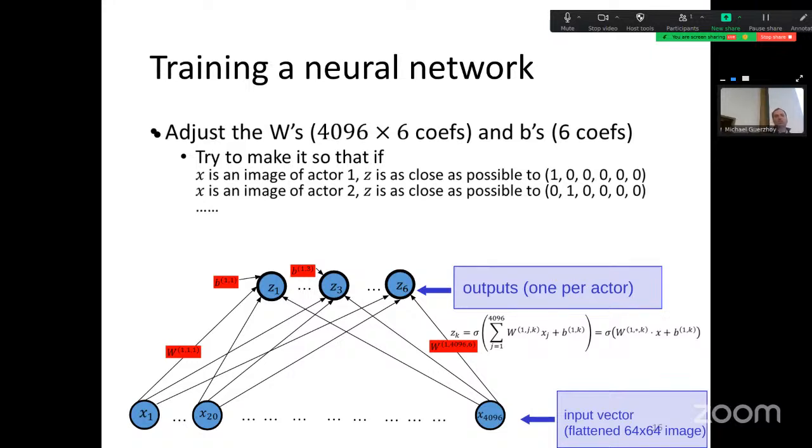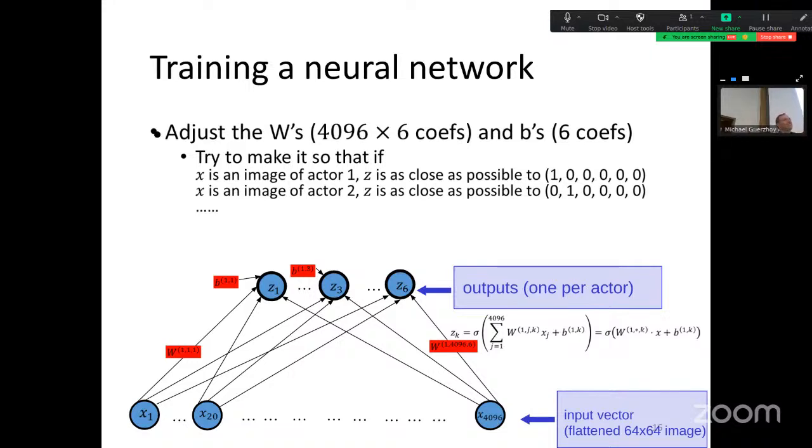Why do you need the B's? Strictly speaking, you can try to get away with not having the B's. One intuition is that in the particular example that I gave you, you have equal numbers of photos of each person. You might imagine a situation where you're much more likely to see Paul McCartney's face than my face when you are trying to do face recognition. So you might like to up the B for Paul McCartney, to say that if you're not sure, it's probably Paul, not Mike.